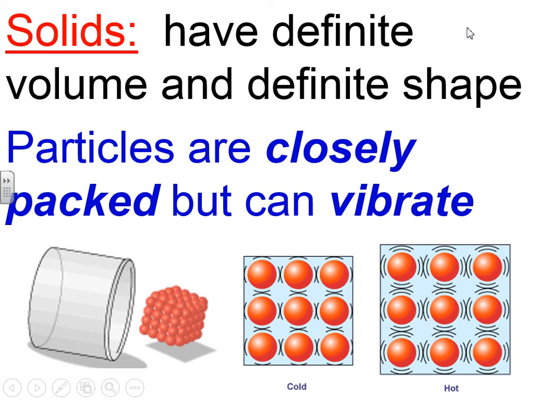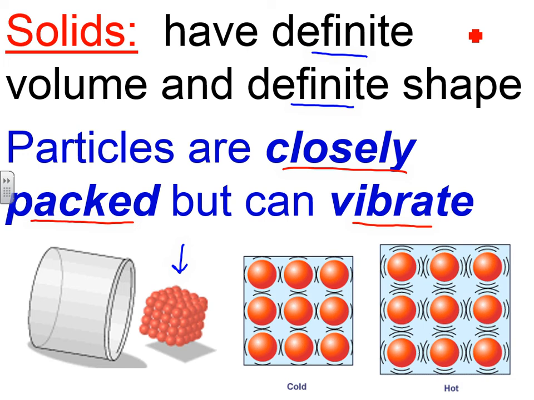Solids have definite volumes and they have definite shapes. So by definite volume, we mean if you have a big cubic piece of solid, it'll keep that shape no matter what container it's in. And the particles here are closely packed together, which means they are the closest they can be compared to a liquid or a gas, but they also vibrate. So the particles are actually not standing still in terms of they have energy. In fact, here are two pictures. Here's a picture of particles at a cold temperature and at a hot temperature. There must be a difference between the particles.